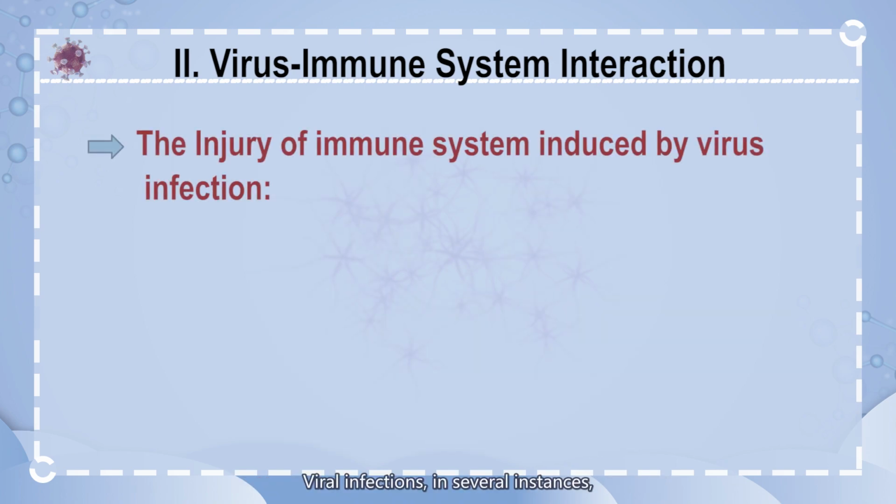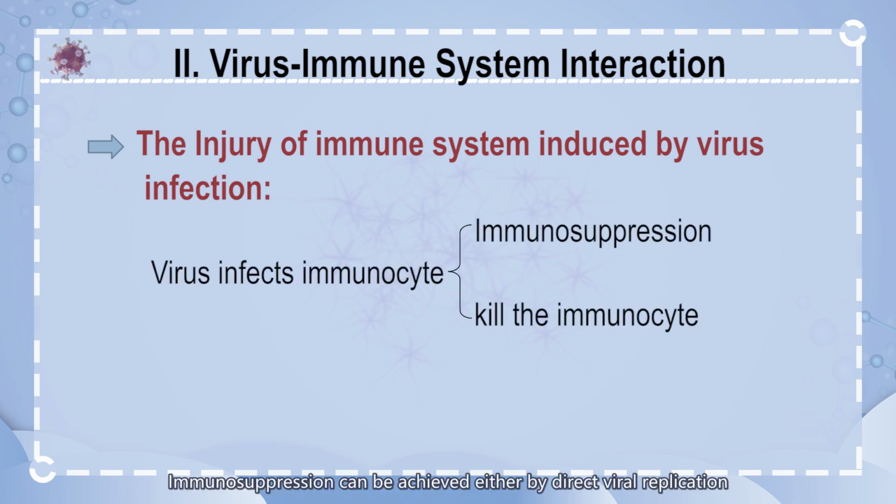Viral infections in several instances can suppress the immune response. Immunosuppression can be achieved either by direct viral replication or by viral antigens. Some viruses specifically infect and kill immune cells, such as HIV. Viruses infecting either CD4 positive helper T cells or antigen-presenting cells cause immunosuppression. Viral gene products can cause immunosuppression by stimulating pro-inflammatory cytokines.